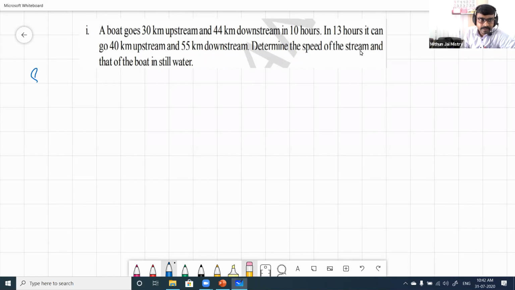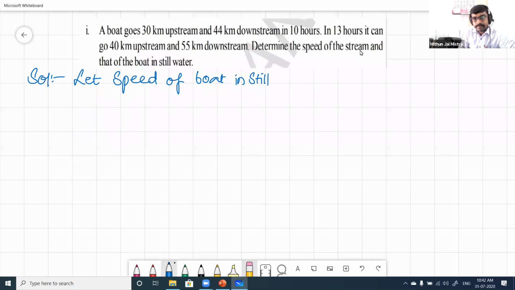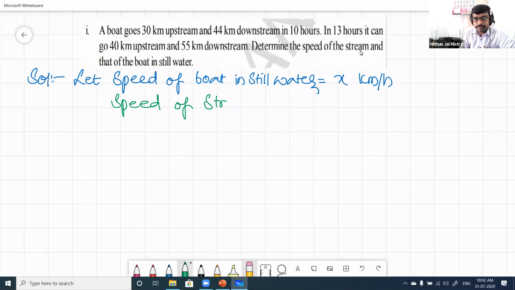So here in the solution we will be starting like this. Let the speed of the boat in still water be x. As we are talking about speed, its unit should be kilometer per hour. So this is the speed of the boat. Next, the speed of stream, or you can call it speed of water, that's up to you. Let us assume it as y kilometer per hour.